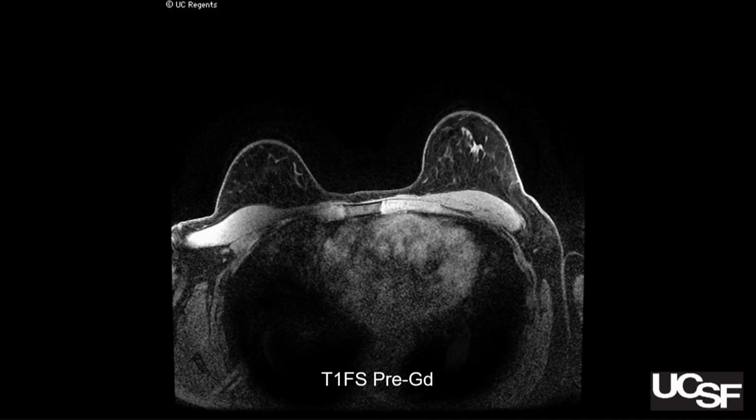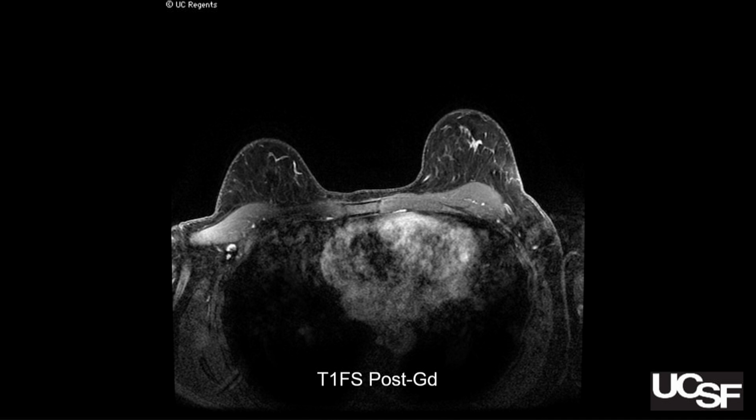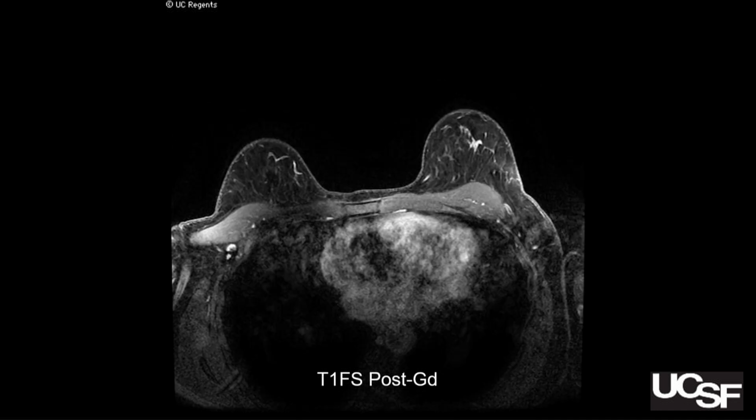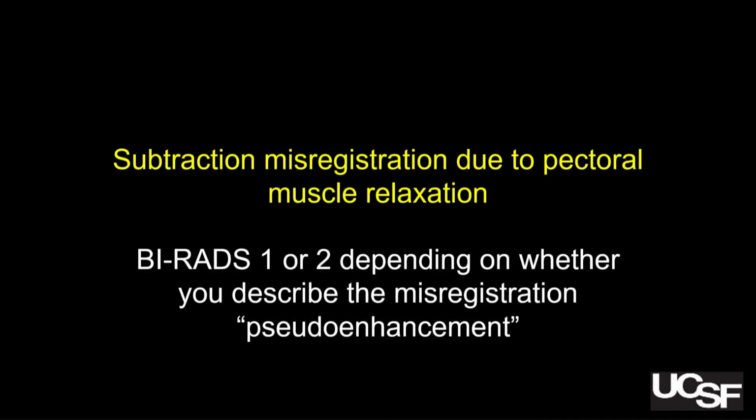So here's the pre. Here's the post. So this is what you hear the faculty talking about, just moving forward in time in place. So here, the muscle is tense. Somehow during the scan, the patient gets more comfortable. Then she relaxes and darn, now that muscle has moved forward. So this is subtraction misregistration due to pectoral muscle relaxation.